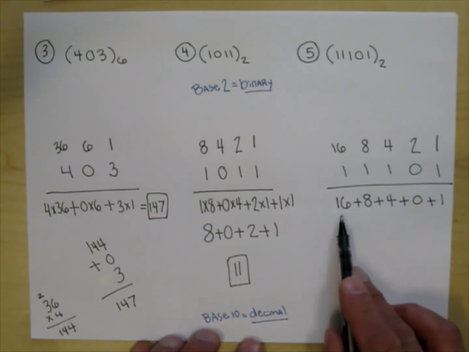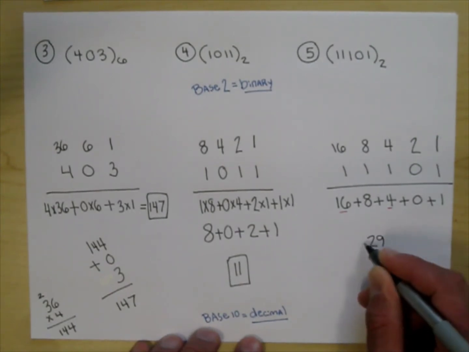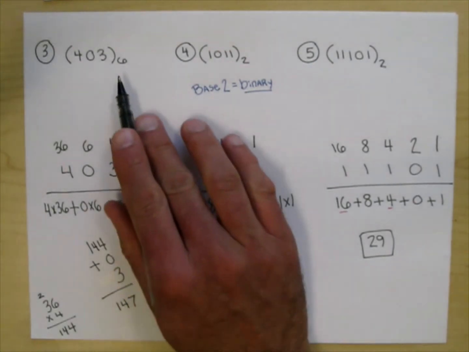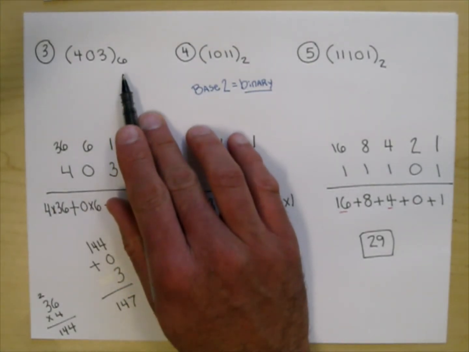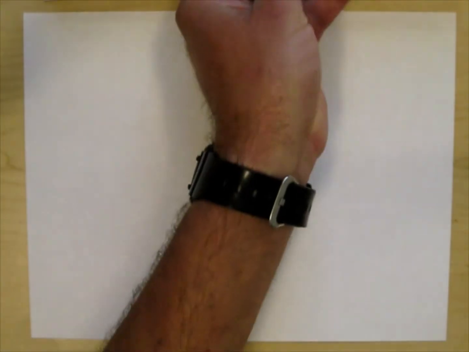So when I add that all up, this gives me 16 plus 4. That's 20. And then we have an 8 plus 1, so this is 29. So that's how you change other bases to base 10. But there's going to be a snag when you do your homework, because sometimes the weird base will be greater than 10. So let's go ahead and see what you do when the base is greater than 10.